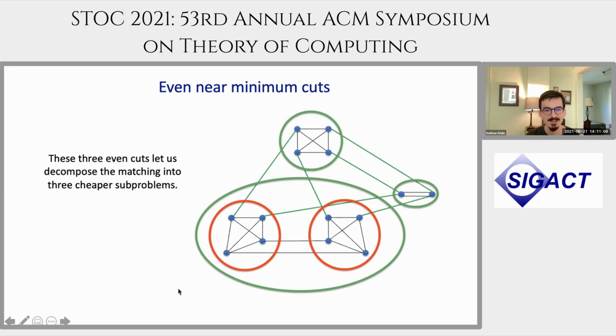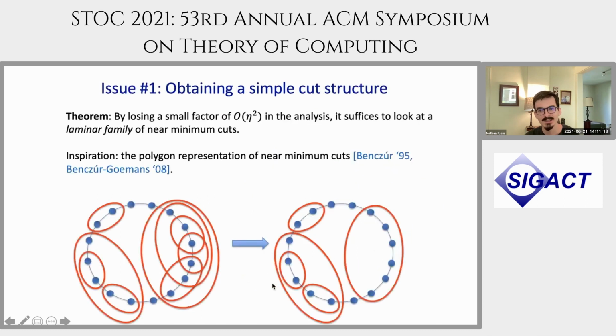So there are actually 2 issues with what I've said, and I'll quickly tell you about them. So the first is that the constraints that we care about might not look this nice. The near minimum cuts of x can actually look somewhat complicated, as in this picture on the left. And here it's not so clear how to define these subproblems. And so as I mentioned, we reduce to the case where these constraints look very simple. They just form a laminar family. None of them cross.